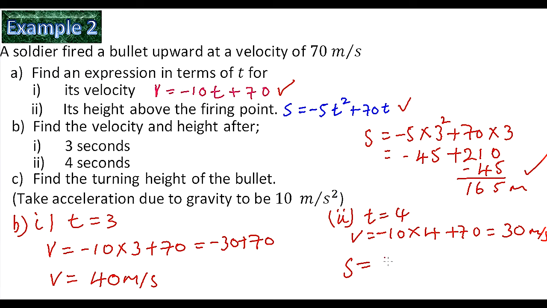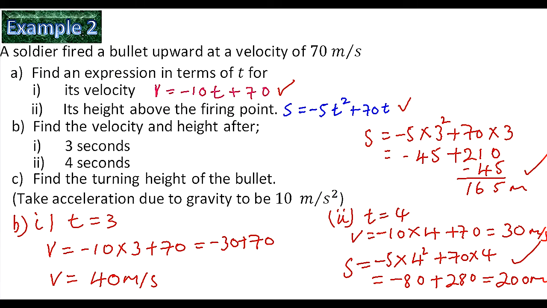Then height is equals to, after 4 seconds we substitute, it is minus 5 multiplied by t squared, which is now 4 squared, plus 70 multiplied by 4. So this is equals to, 16 multiplied by 5 should give you minus 80, plus this is 280. So when you subtract, the height or the displacement is 200 meters. So that is how you work out part B of this question, and you'll be able to get the velocity and the displacement after 3 and 4 seconds.